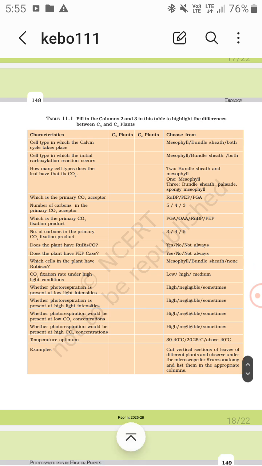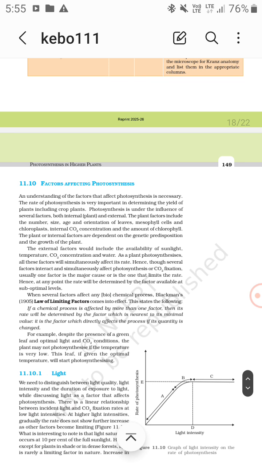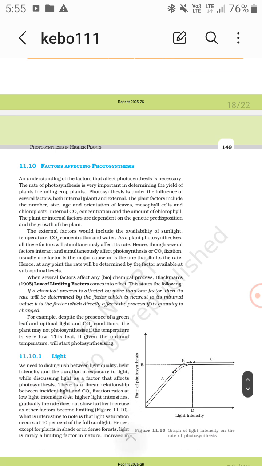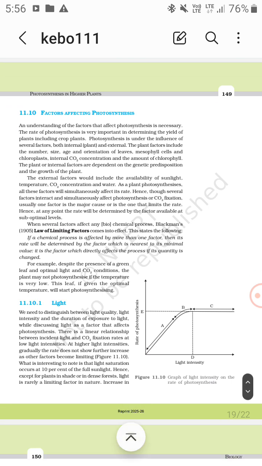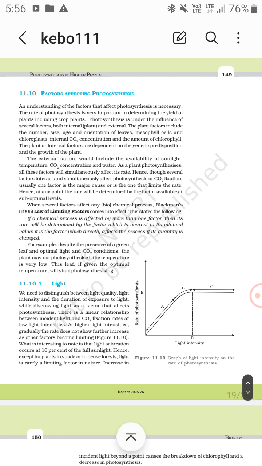Okay, so C3 and C4 plants, as you know, the factors affecting photosynthesis, abiotic and biotic, all these factors affect simultaneously, and its rate will be determined by the law of limiting factors given by Blackman in 1905. If a chemical process is affected by more than one factor, like water, light, CO2 concentration, temperature, then its rate will be determined by the factor which is nearest to its minimal value, and it is the factor which directly affects the process if its quantity is changed.